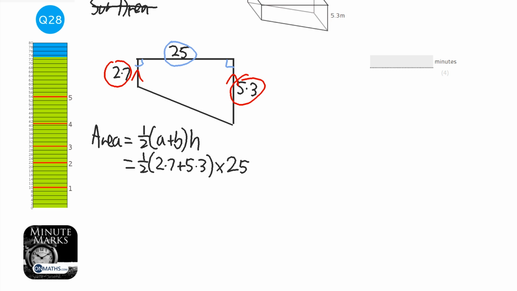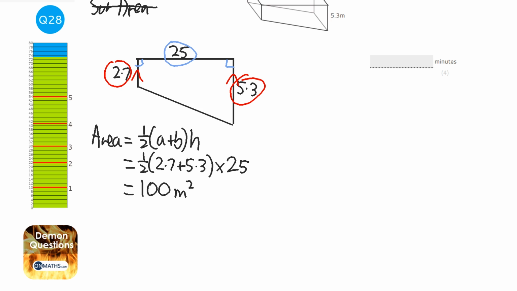2.7. Some of you will probably see this straight away. So the first bit comes out as 4, because halfway between 2.7 and 5.3 is 4, and then times 25 is going to be 100. So the area is 100 meters squared.